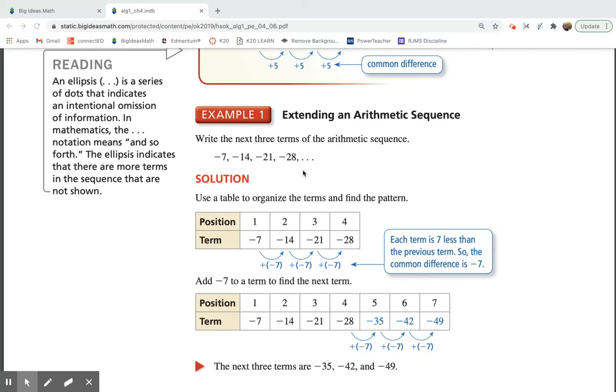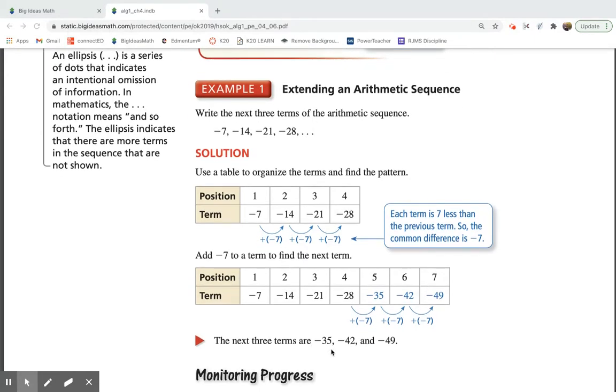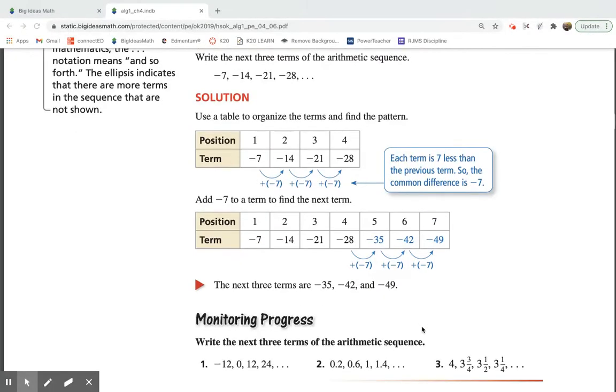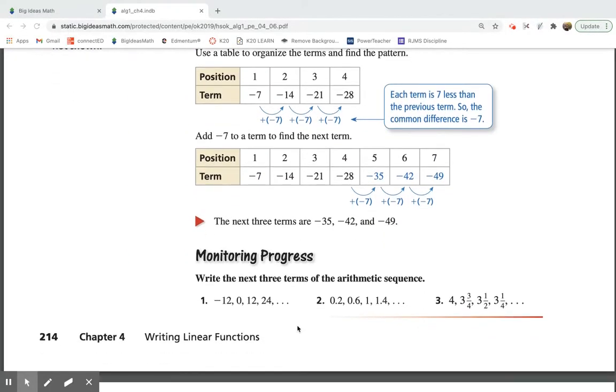So you would continue that. -28 minus 7 more is -35, minus 7 more is -42, minus 7 more is -49. So you just continue it, and our next 3 terms would be -35, -42, and -49. So I want you to go ahead and try numbers 1 and 2 on your own. You're just finding the next 3 terms in that sequence, and then we will go over them.